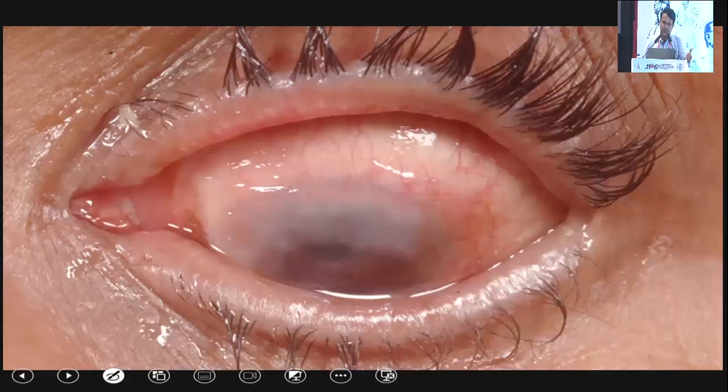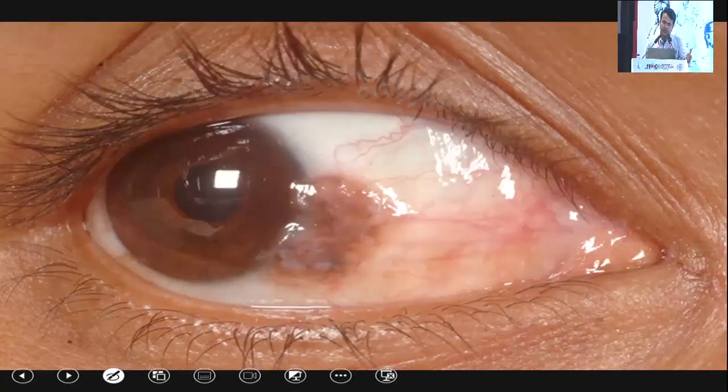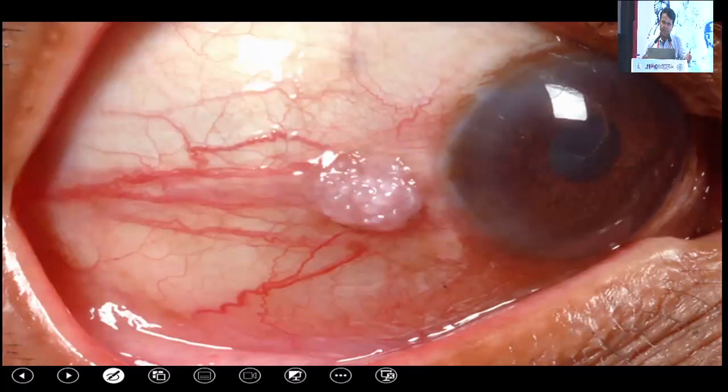So all these patients have different morphological variants of ocular surface squamous neoplasia. Some of them can even be pigmented, and about 15% of OSSN in Asian Indians happen to have pigmentation. Do you think this is ocular surface squamous neoplasia? This is a differential diagnosis.